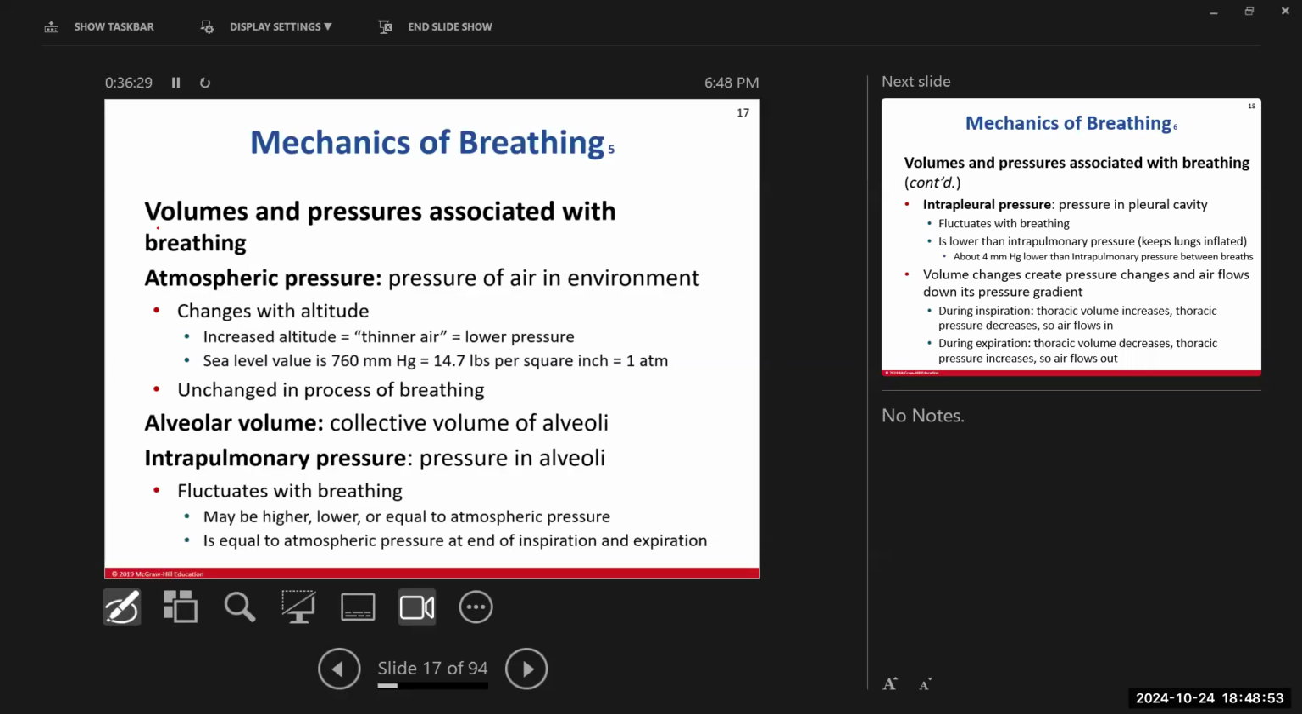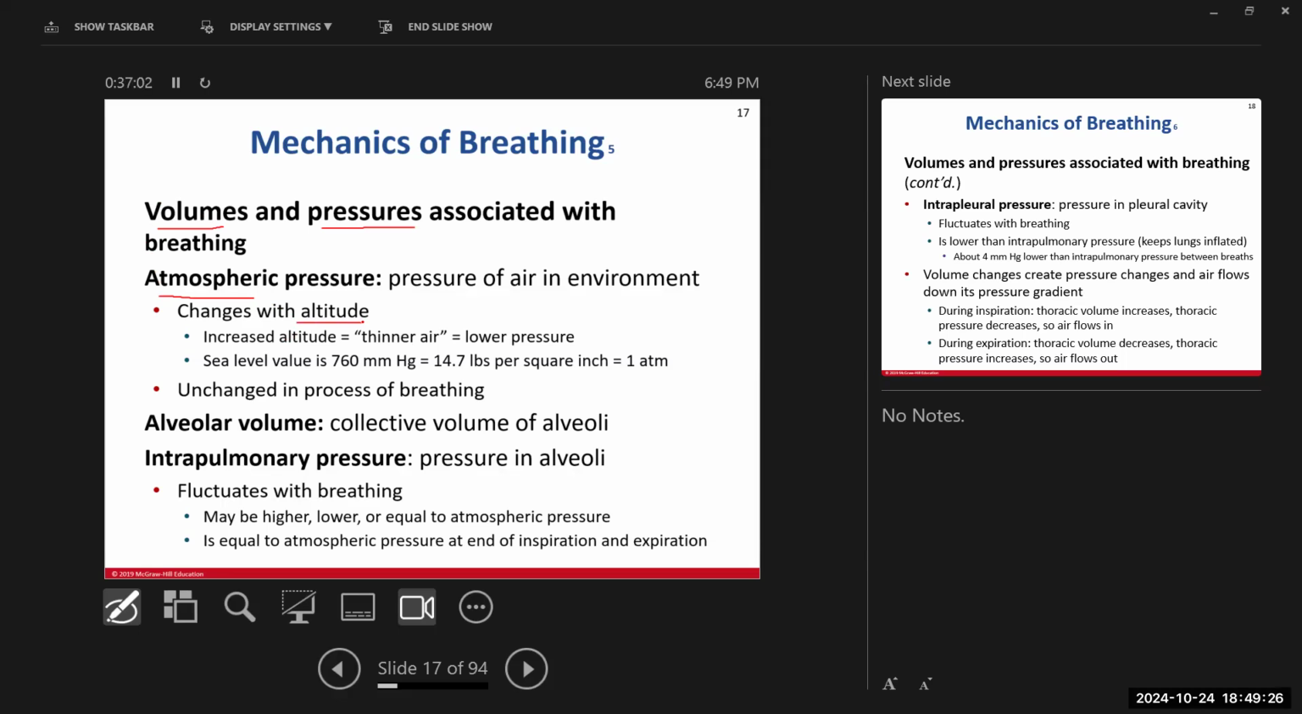All right. So volumes and pressures. We're going to start to focus on how these things affect our breathing. The first pressure that we're going to look at is atmospheric pressure. So what is that? That's the pressure of the air in this room, or when you're outside by your car, the pressure of the air outside. It's the air pressure outside of your body, essentially. And that changes with altitude. You've heard the term, when you're up in the mountains, the air is thinner, versus when you're at sea level.